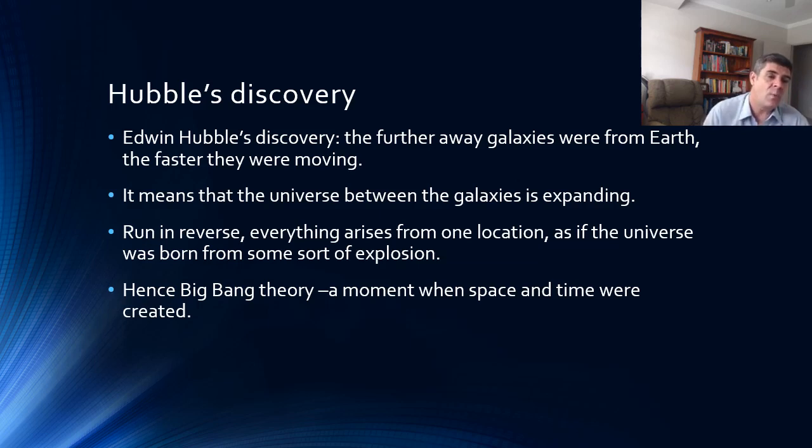Hubble's discovery was this whole idea that the further away that galaxies were from the Earth, the faster that they were moving. So if we're at a particular point, what we find is that things are moving away from us, stars, galaxies, planets, all moving away from us, and the ones that are the furthest away are the ones that have moved at the fastest speed.